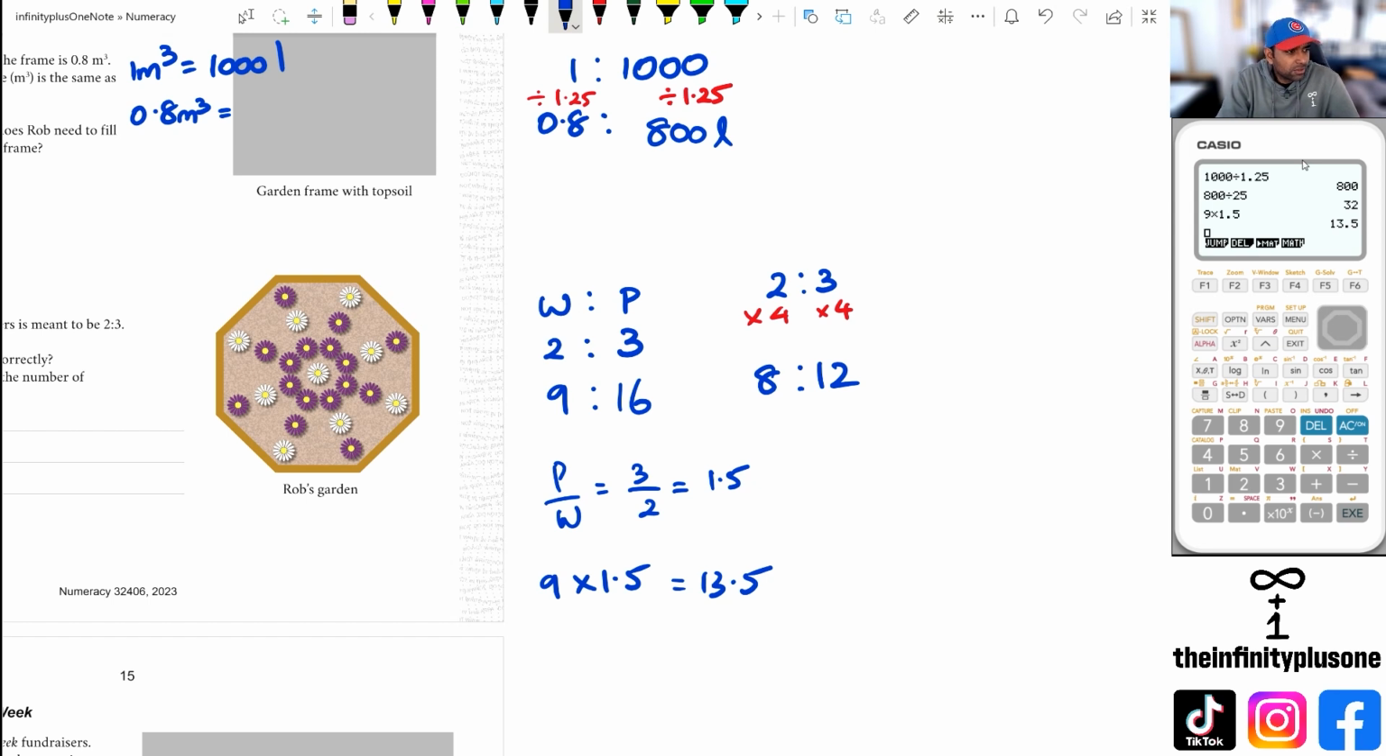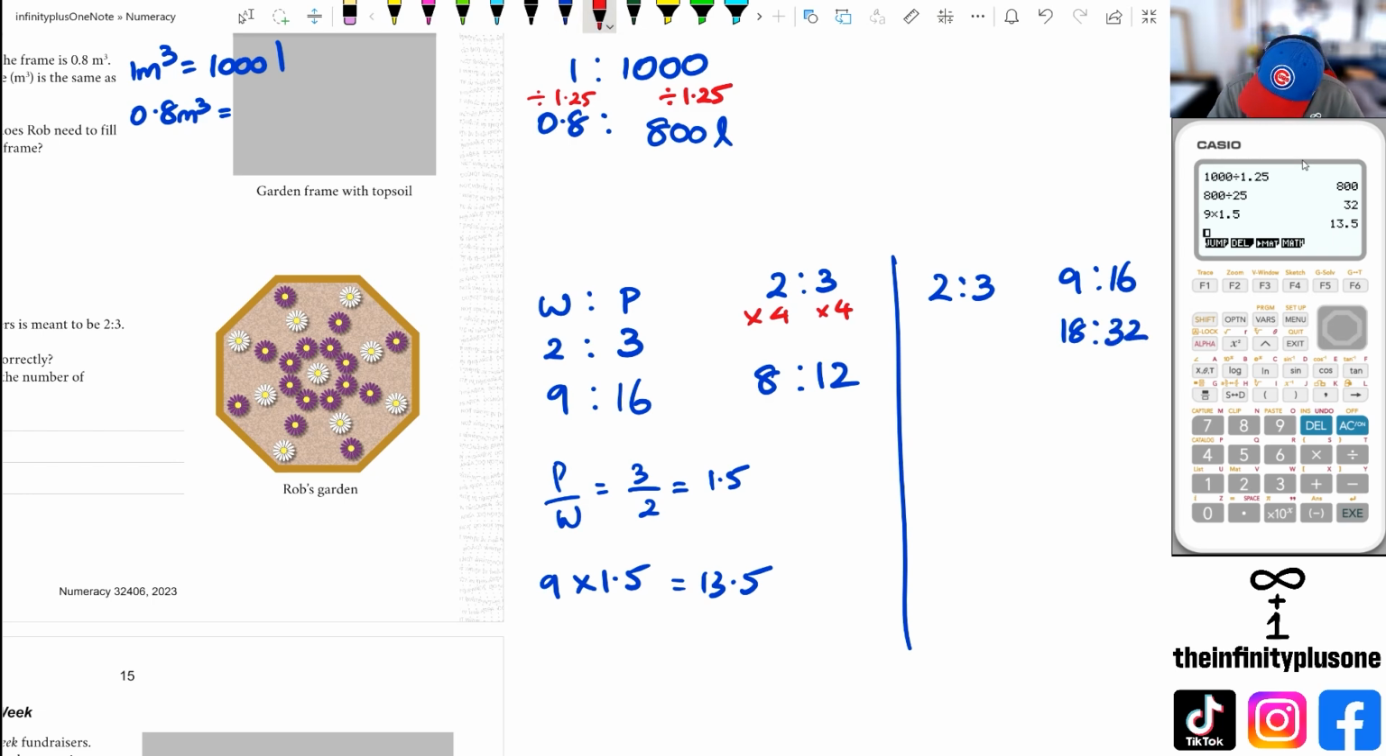The other way you could do it is look at the ratios themselves, and try to find a lowest common multiple kind of idea. So look at this one here. You have 2 to 3, 9 to 16. If I double 9, I'm going to get 18, and 16 times 2 is 32. So what I did was times 2 and times 2. Here I'm going to do times 9 and times 9, and when I do that, I'm going to get 18 to 27.